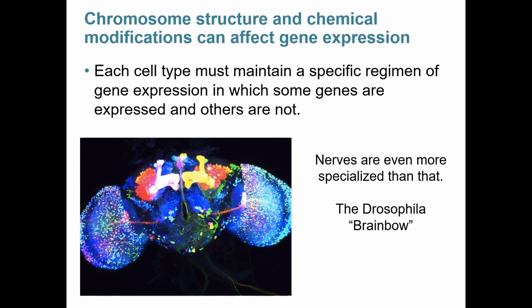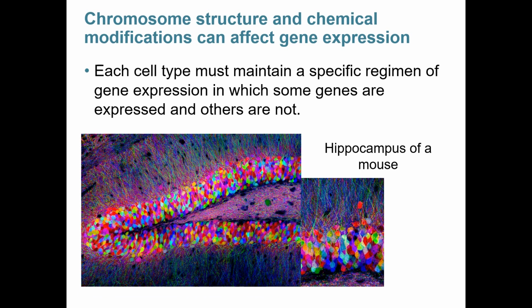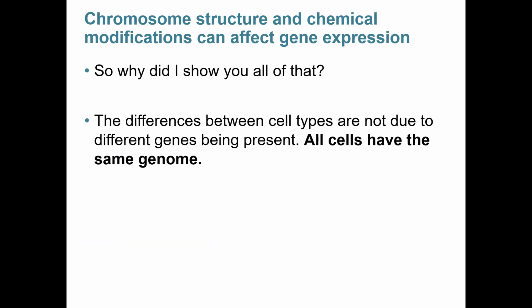This is a picture of the hippocampus of a mouse, part of the brain, that has also been lit up using this kind of technology, and you can see that there are a lot of individual neurons that have very different colors, and therefore very different gene expression patterns. So, why did I show you all of that? Do I really want you to know exactly what a fly brain looks like? Well, no. What I want you to get out of this is that the differences between cell types are not due to different genes being present. All cells have your entire genome. The difference is actually due to selective gene expression, and that's what actually creates individual cell types within your body.